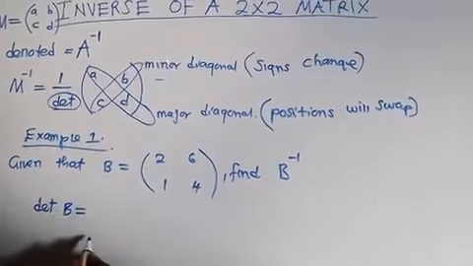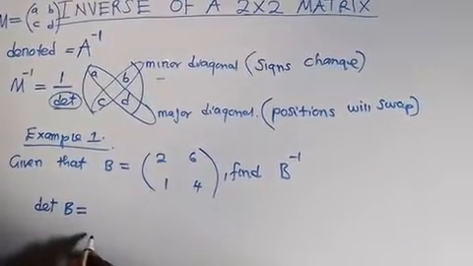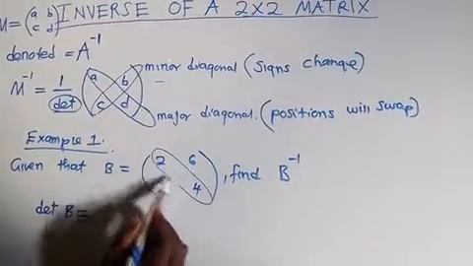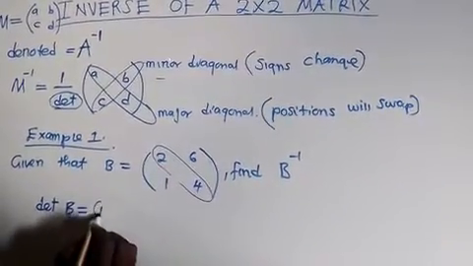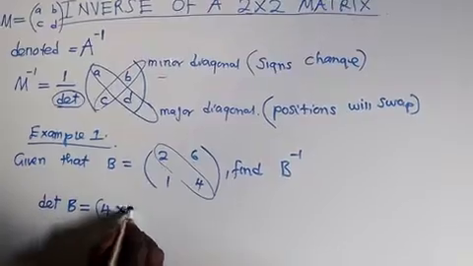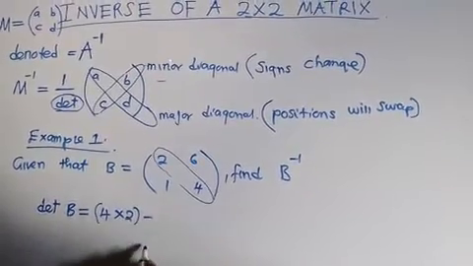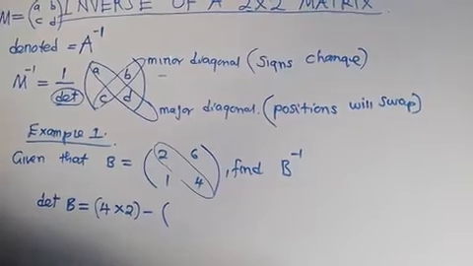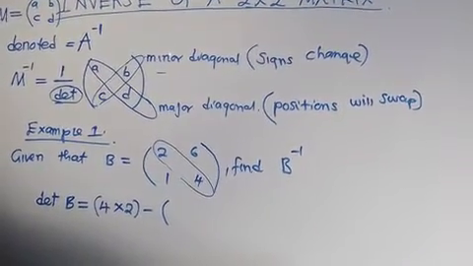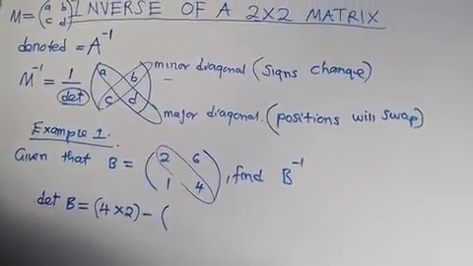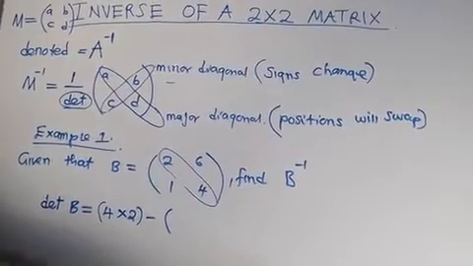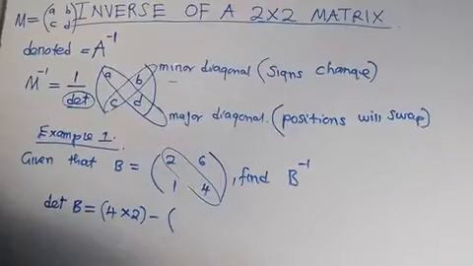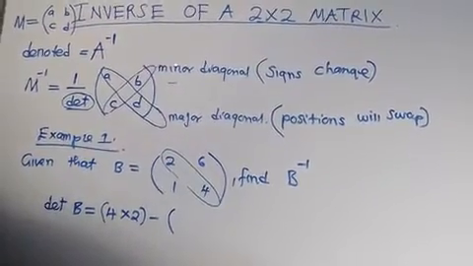So the determinant of B is equal to, you need to multiply the major diagonal. In the major diagonal, you've got 4 times 2, like this. Then you say minus what? The minor diagonal. The way I'm writing these things is the exact way that you need to write. Don't put your own things, or anything that you have heard from somewhere. Make sure you follow this.